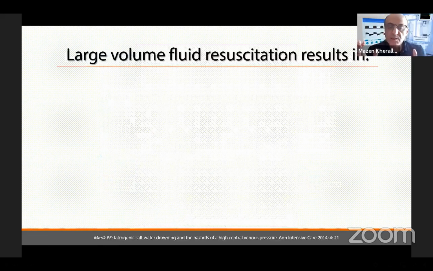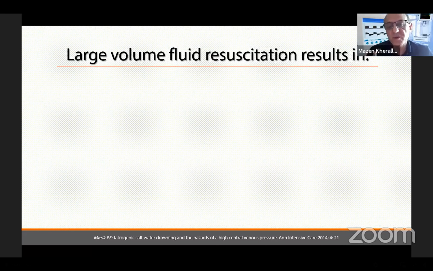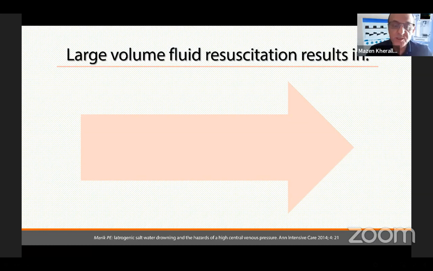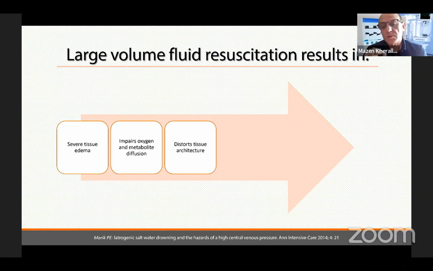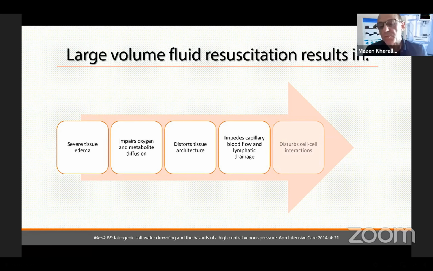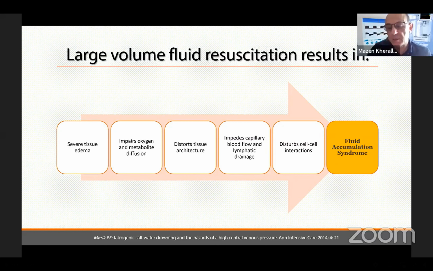So it is clear that the practice of giving 30 ml per kg and continuing to give fluid bolus will result in a good percentage of patients in fluid overload, and that is severe tissue edema. This severe tissue edema will lead to impairment in the oxygen and metabolite diffusion, and it will distort the tissue architecture, and that will impede the capillary blood flow and lymphatic drainage. It will disturb the cell-cell interaction, and you will end up with what we call fluid accumulation syndrome.